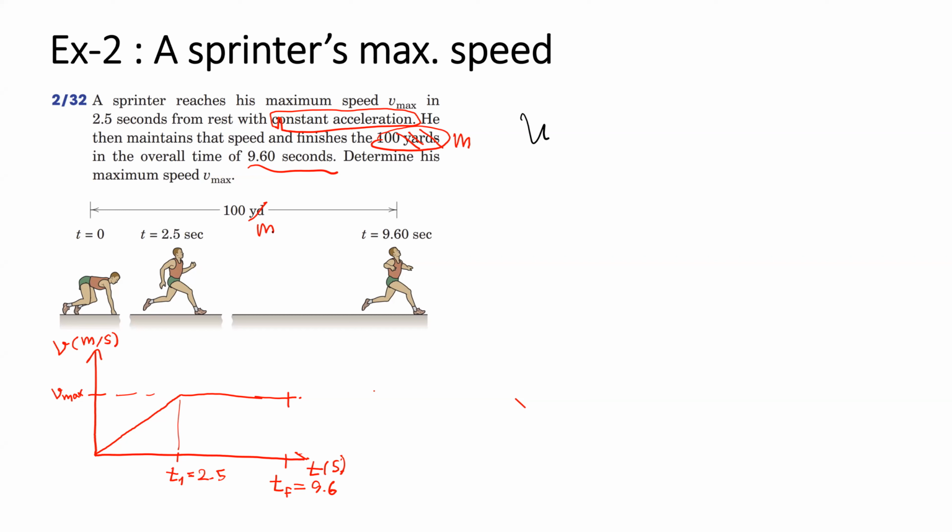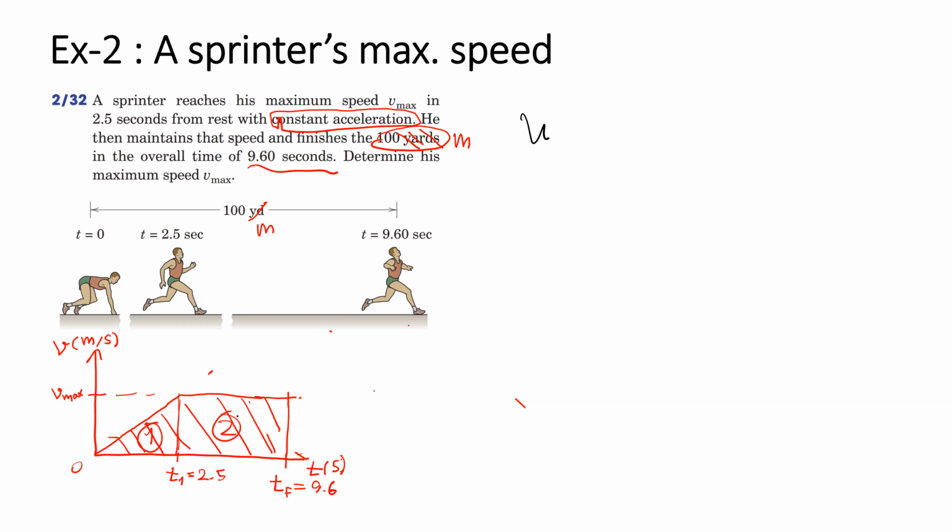We know that the distance is the area under the plot between the velocity and the time. So if we want to find the area under the plot between the velocity and the time, it seems like we have two regions, the triangle one and the rectangular one.